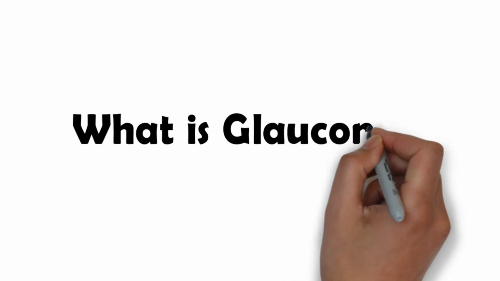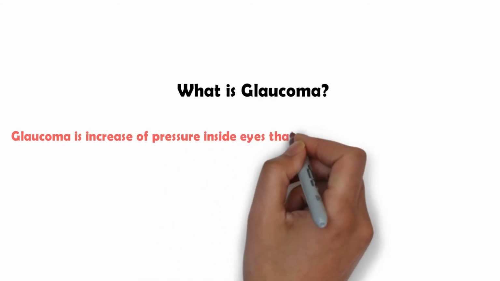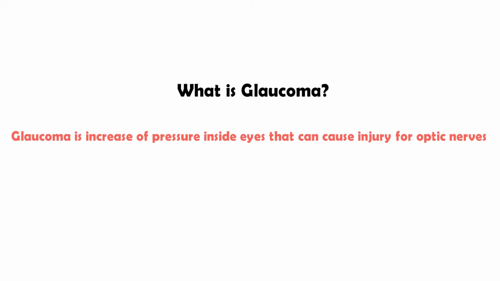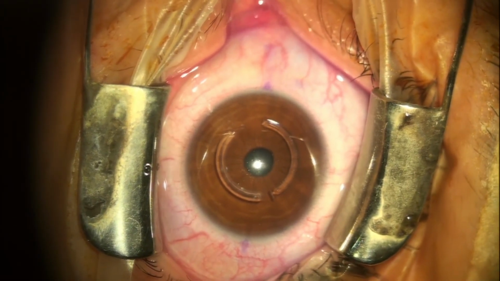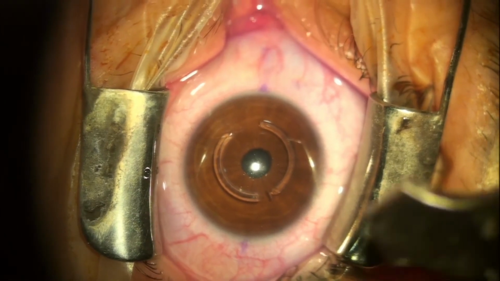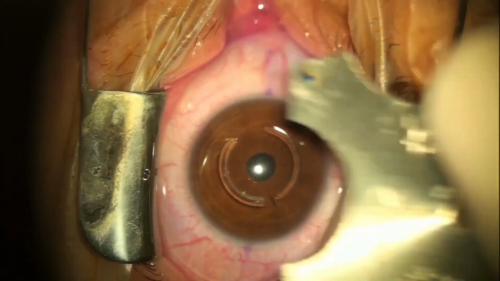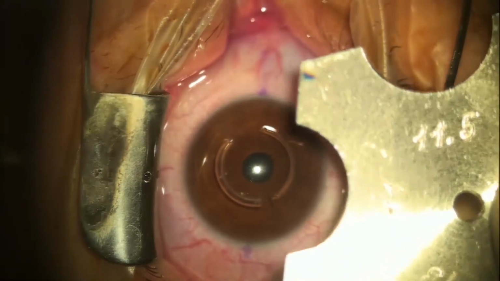Glaucoma. Glaucoma is an increase of pressure inside the eyes that can cause injury to the optic nerves, and as a result, permanent blindness. It is important to note that some variations of glaucoma can remain silent until the final stages of the disease, and there would be irrevocable damage to eyesight. Remember that it's your responsibility to care for those eyes.